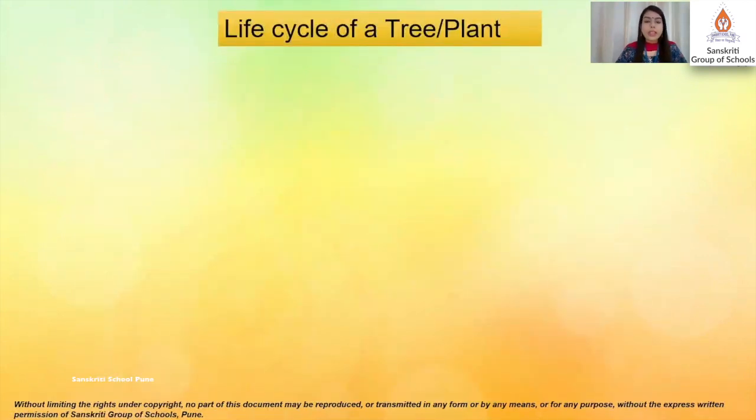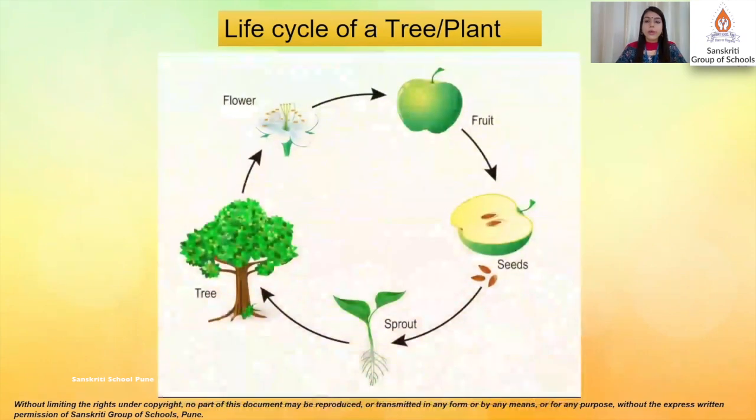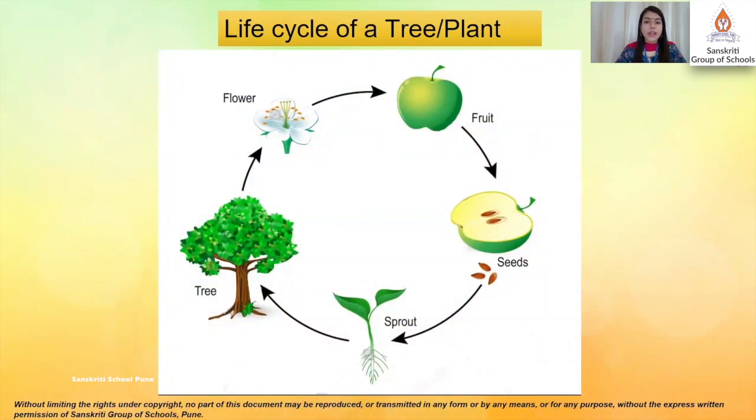Now let's see what is the life cycle of a tree or a plant. So we have discussed flower, fruits, and seed. So similarly, you can see here a tree is there which will produce some flowers. These flowers will convert to fruits. The fruits will have seeds inside them. Those seeds, when we sow in the ground, they are going to sprout or grow, and then later on they'll convert to a tree. So this cycle, this process goes on, and this is the life cycle of a tree or plants.